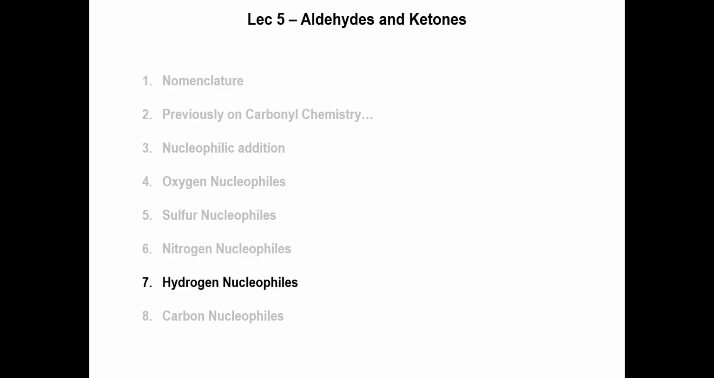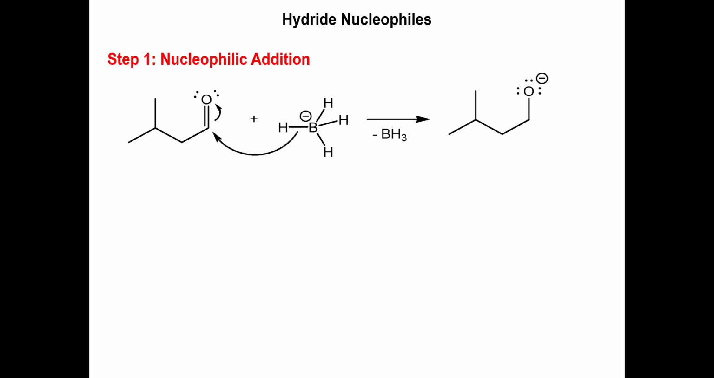Welcome back. Now we're going to talk about nucleophiles that happen to be hydrides, hydrogen nucleophiles. Some of them you've already seen in the past, such as the case of borohydride. This can come in the form of sodium, lithium. Typically, it is the sodium salt of borohydride.